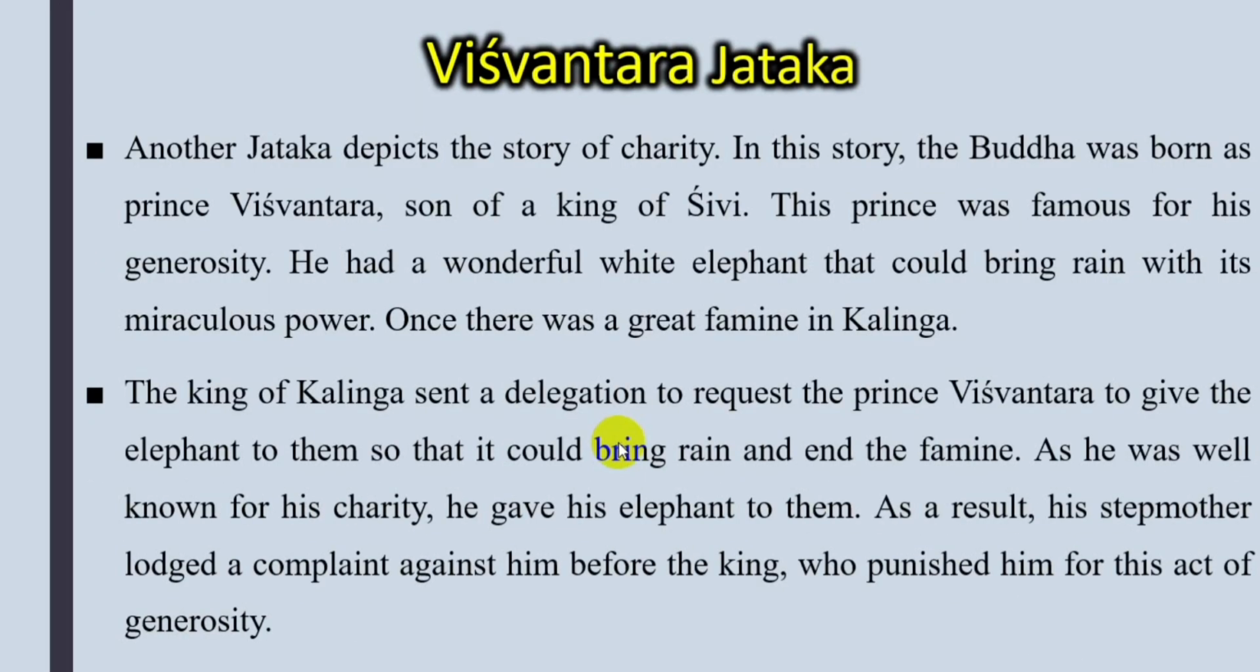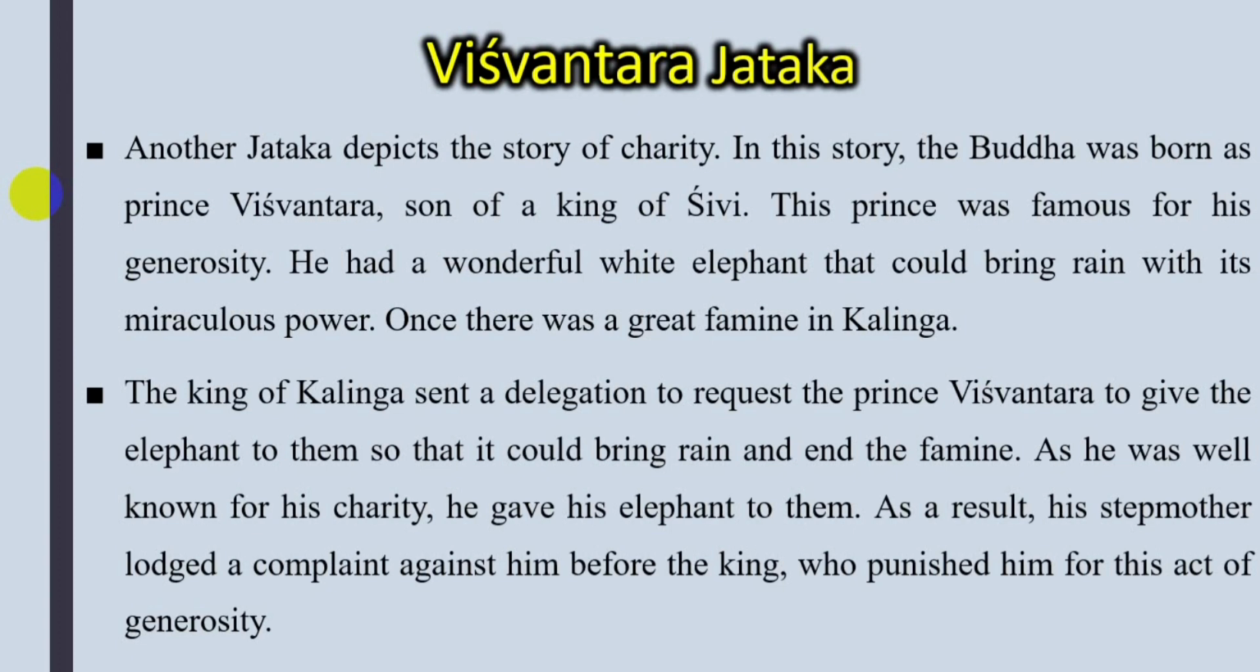The Shiyama Jataka is followed by the Vishwantara Jataka, another Jataka that depicts the story of charity. Here the Buddha was shown as Prince Vishwantara, the son of a king of Shibi. This prince was famous for his generosity, and he had a wonderful white elephant that could bring rain with its miraculous power. Once there was a great famine in Kalinga.